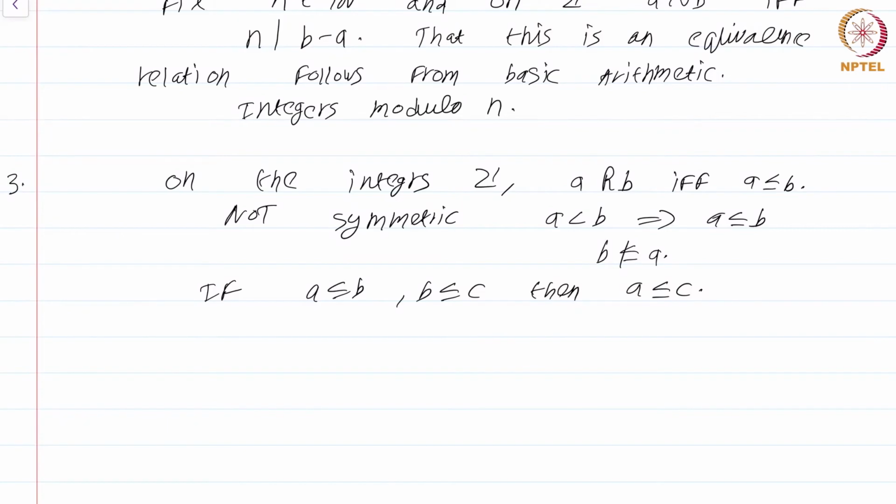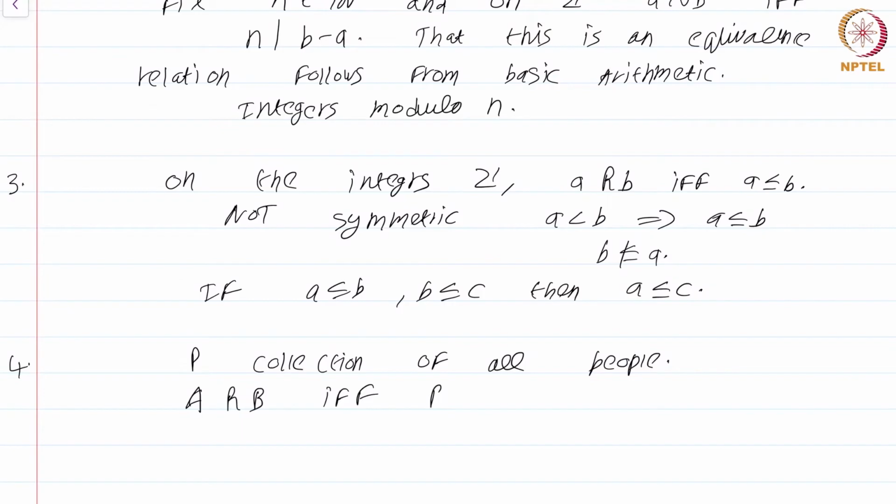Just for this example alone, I will violate our solemn oath that we will only consider sets whose elements are themselves also sets. We will violate that, and I'll give you a real world example. Okay. Now let P be the collection of all people. Define a relation that person A is related to person B if and only if B is a friend of A.